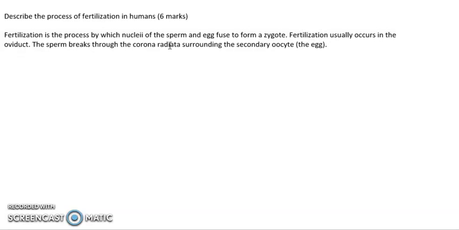The sperm breaks through the corona radiata surrounding the secondary oocyte. If you guys want to learn about secondary oocyte formation and oogenesis, I'll be linking a video to the top right. Watch my video, it's really nice.